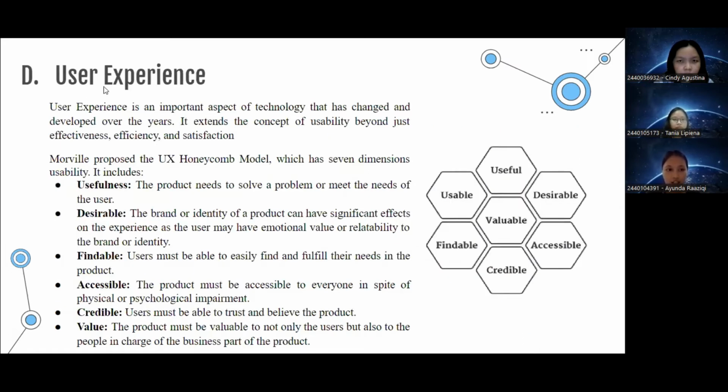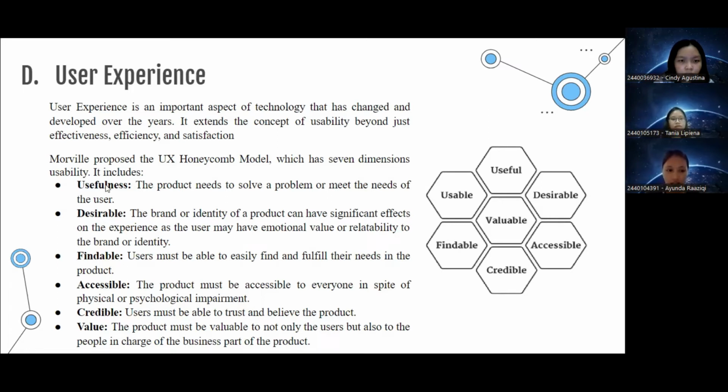Next is user experience. User experience is an important aspect of technology that has changed and developed over the years. It extends the concept of usability beyond just effectiveness, efficiency, and satisfaction. Marvel proposed the UX honeycomb model, which has 7 dimensions of usability.